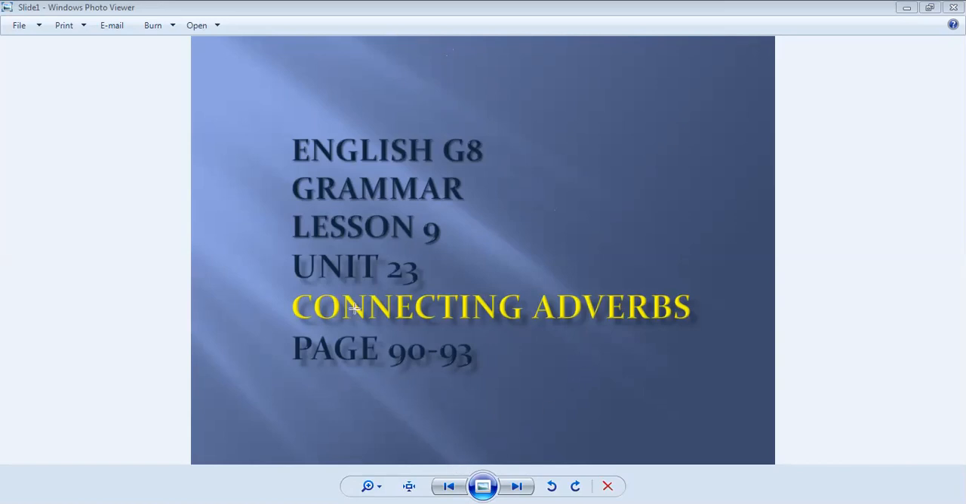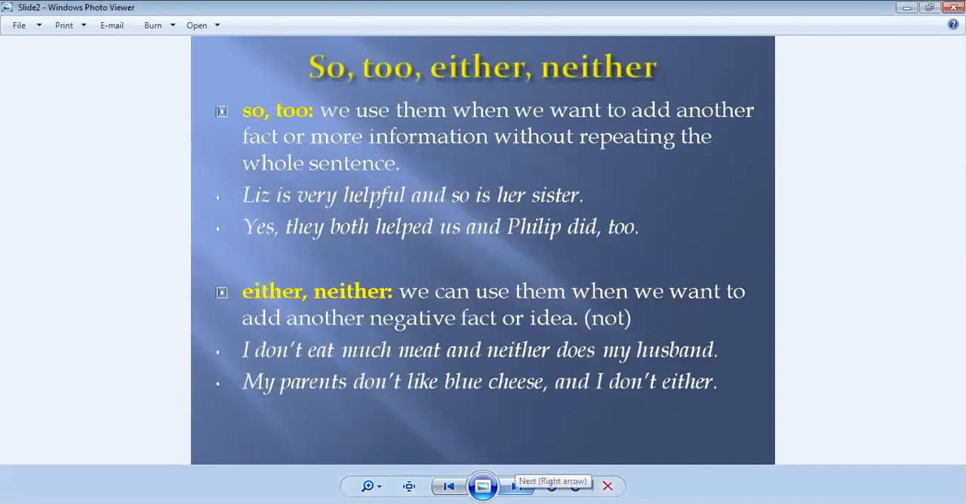Okay, so today's lesson is unit 23, connecting adverbs. This is a bit interesting, but you need to pay more attention. The adverbs so, too, either, neither. I put them in groups. These are adverbs, but they are connecting adverbs. What does that mean? That means they connect sentences together. So first, so and too.